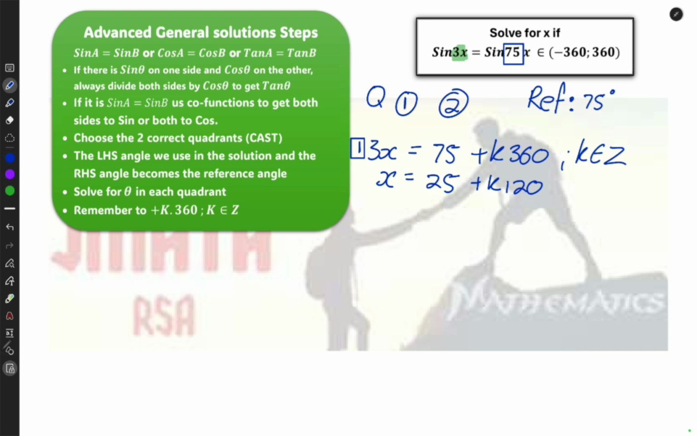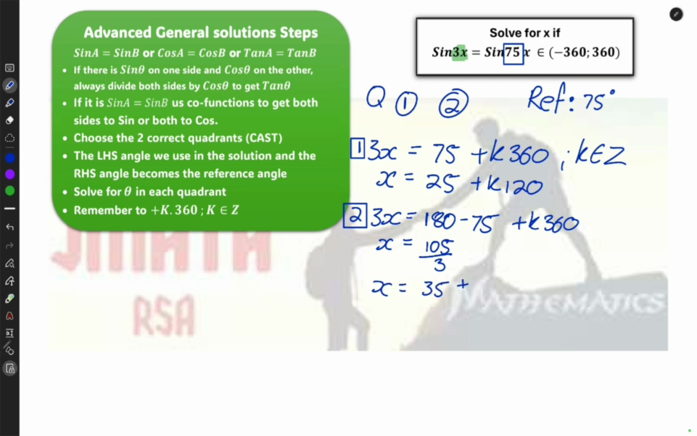But it's sine, so I can't just say, oh, it's just 75. It must also be equal to 180 minus 75 because it's the second quadrant. So 3x is also equal to 180 minus reference angle plus k 360. So in this case, x would be equal to, that is 105 divided by 3. So my final answer would then be 35 plus k 120. So I would normally just stop there if they asked me for the general solution, but in this case, they asked me for the specific solution.